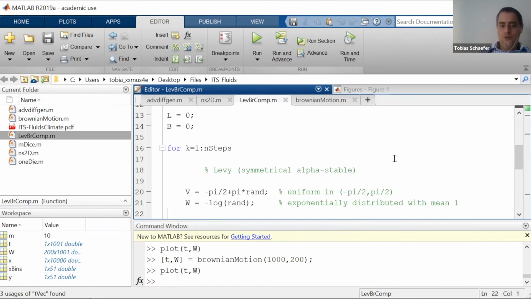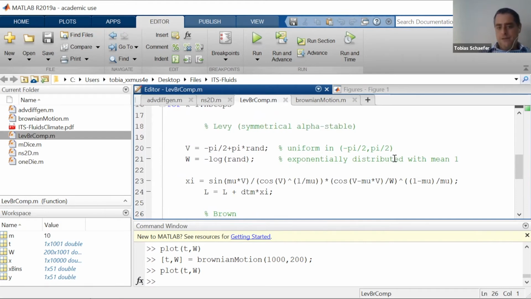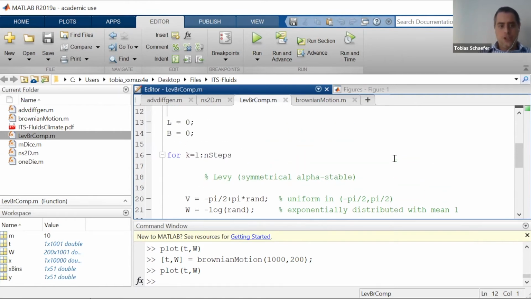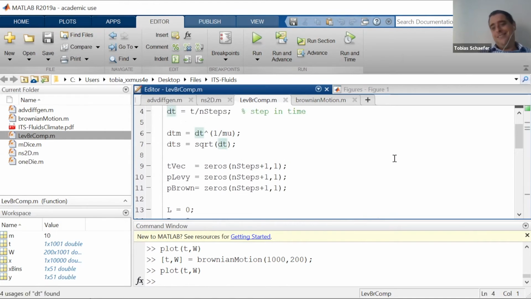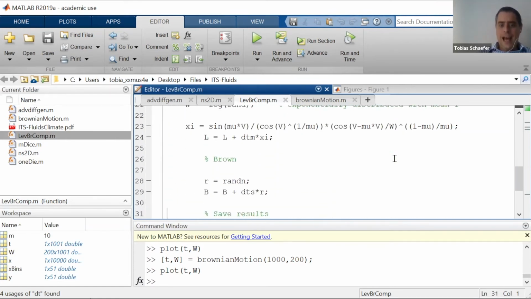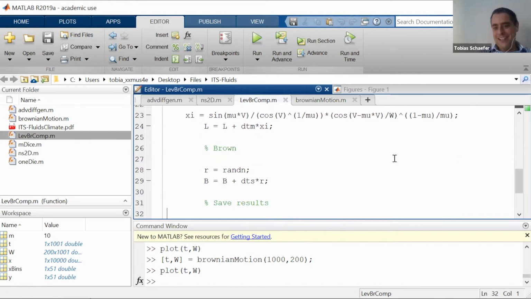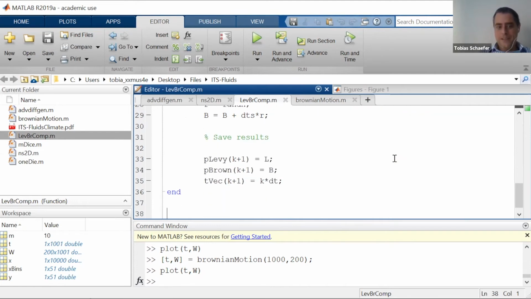And it's really super simple. For the Levy, it just follows exactly this idea. You see in line 23, we just draw a random variable, psi, according to our alpha stable distribution. And then we scale it correctly with DTM. And DTM is exactly what you think it should be. DTM is just DT taken to the power 1 over alpha, or 1 over mu in the language of this code. And then just to get a feel for what is happening, we also simulate Brownian motion. We only simulate one path here. So this is really simple now. DTS is just the square root of delta t, and R is just a standard normal random number. And then we save the results and we can look at them.